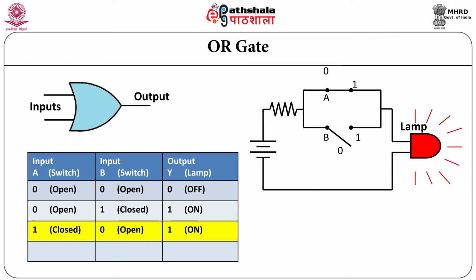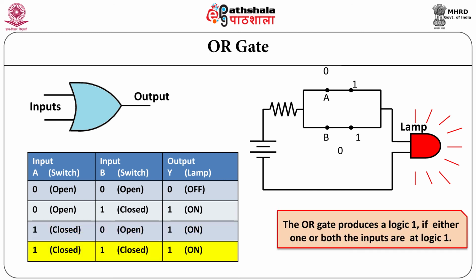Similarly, when one of the inputs is at logic 1 and the other input is at logic 0, then the output of the OR gate is 1. Referring back to the switch analogy, when one of the switches is closed, that is at one level, and the other one is open, then the lamp is on, indicating logic 1. As the circuit is complete, the current flows from battery to lamp, thereby turning the lamp on.